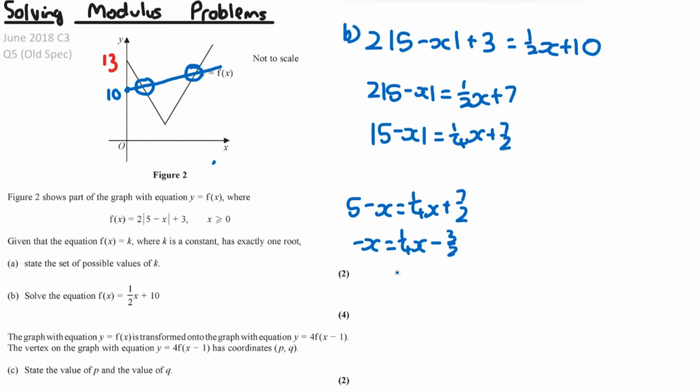and then move the quarter x onto the other side to get minus 5 over 4x is equal to minus 3 over 2, and therefore x is going to be equal to, if you put minus 3 over 2 divided by minus 5 over 4 in your calculator, or figure it out, it's equal to 6 over 5. So this is one of the values of x, and then the other one is when this expression in the modulus is negative.